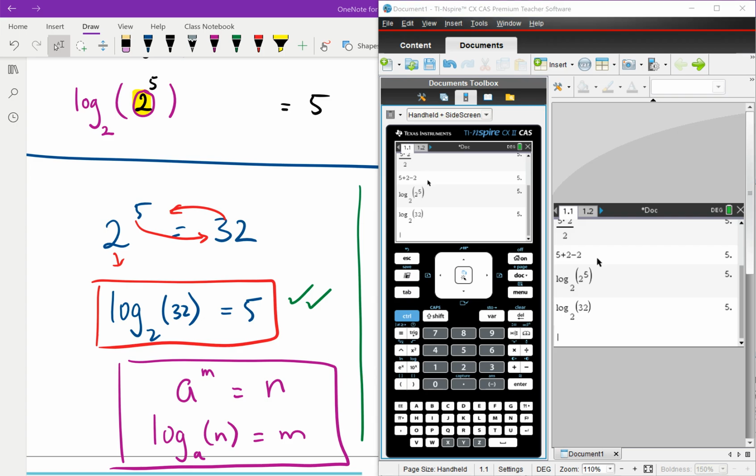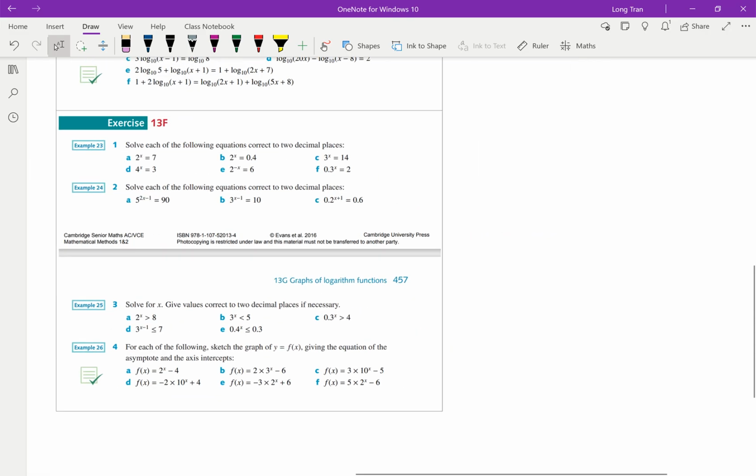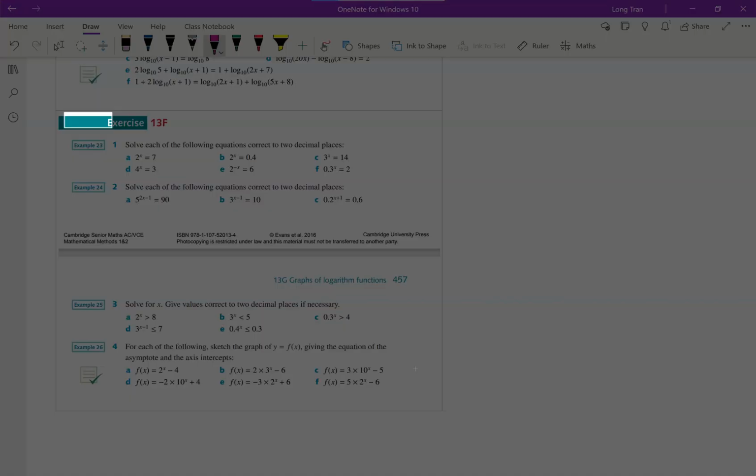Let's go through another one. This is from 13F. Okay, 13F. I'm going to show you how to solve these problems here. So they want you in 13F.